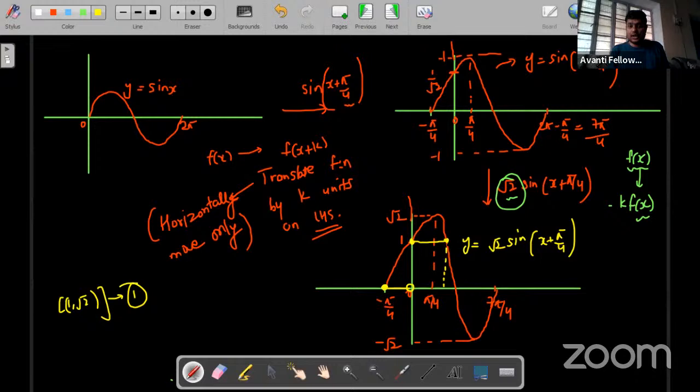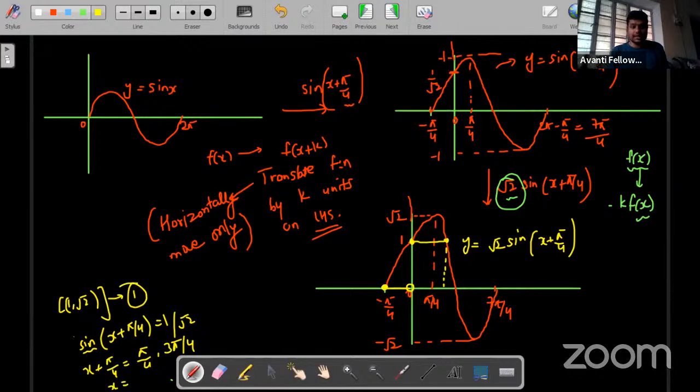Okay, so to find this value, we will write the function value. So the function value: root 2 into sine of x plus pi by 4 is equal to 1. So here it becomes sine of x plus pi by 4 equals 1 by root 2. 1 by root 2 means pi by 4 for sine. So x plus pi by 4 is equal to pi by 4. Or what other value can we get? With symmetry, we can also get pi minus pi by 4, if you remember the quadrants. Sine is positive in the first quadrant and second quadrant. So this is the first quadrant, this is the second quadrant.